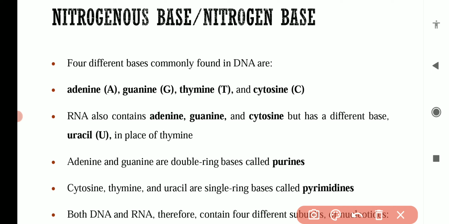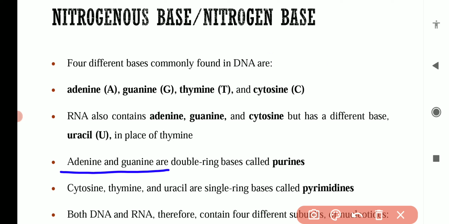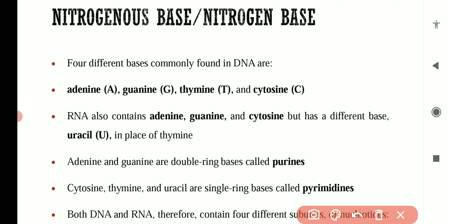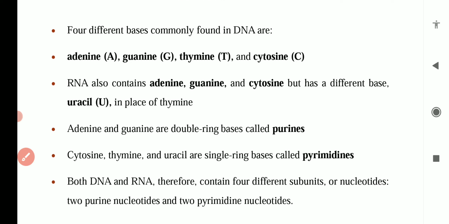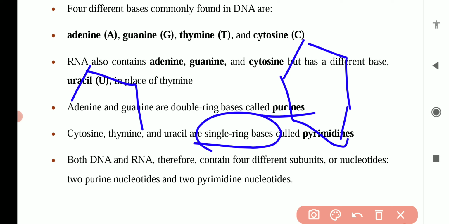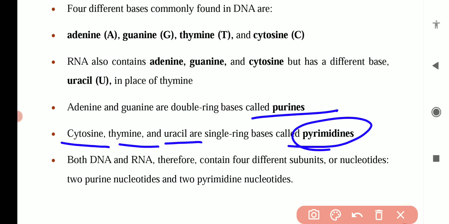Adenine and guanine are purines. Basically these nitrogenous bases can be categorized into 2: one is purine, one is pyrimidine. The 2 molecules adenine and guanine are purines. Purines are double ring bases, in their structure there are 2 rings, and pyrimidines have a single ring structure, only a single ring is present. In case of purines, 2 rings are present. So they are known as purines, and cytosine, thymine and uracil are known as pyrimidines.